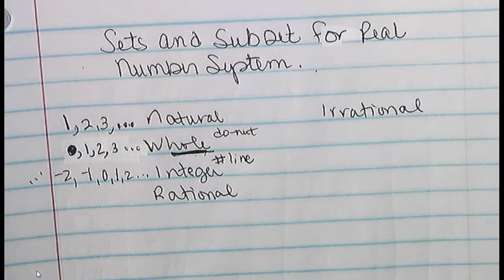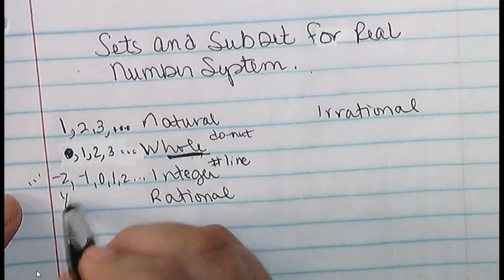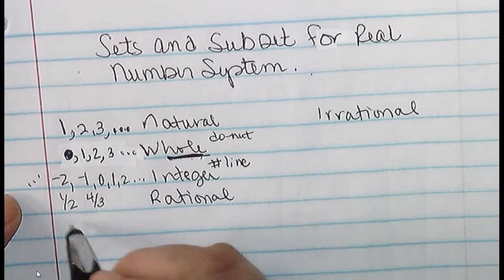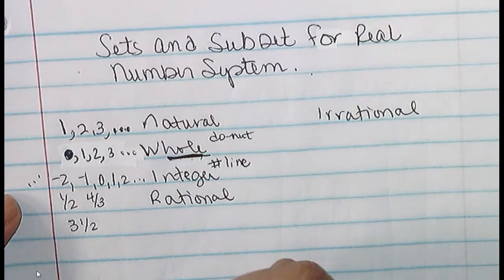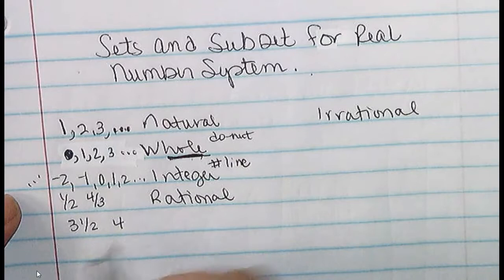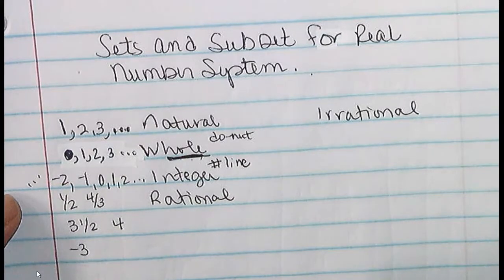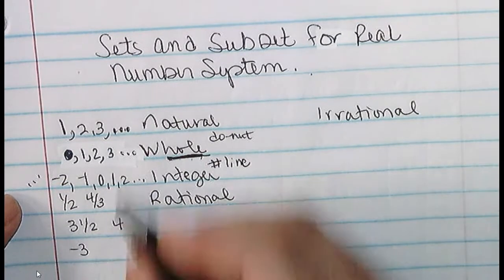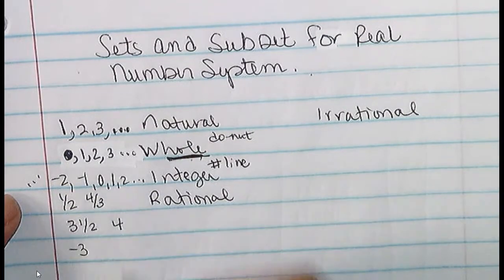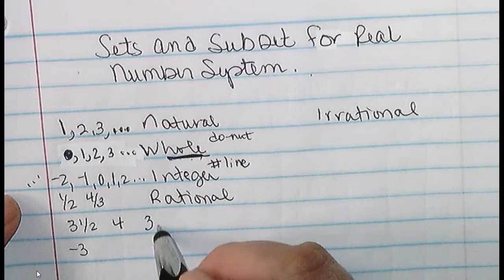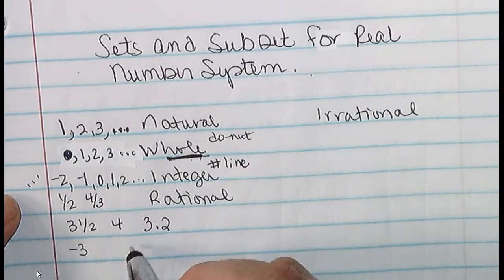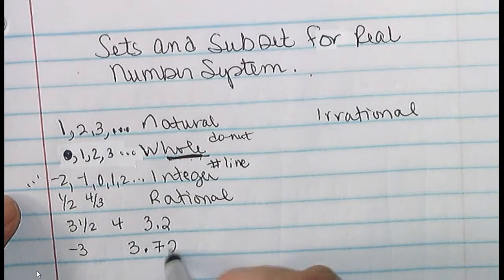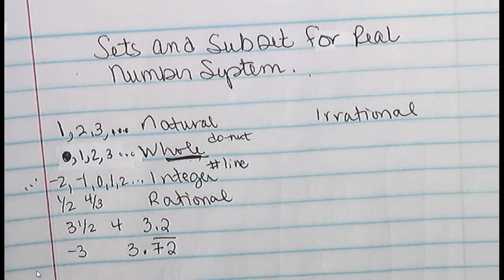What about rational? What's a rational number? Fractions. Both kind. Mixed number. What about 4? What about -3? And those are all from this grouping up here, including these fractions. What about decimals? 3.2. But what about 3.72 repeat? Would 3.72 repeat be part of rational, or would it be part of irrational?